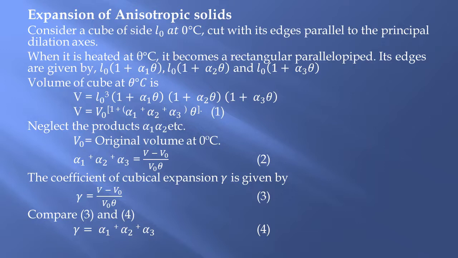Therefore, the coefficient of cubical expansion gamma is given by gamma is equal to V minus V0 divided by V0 into theta. So we can also write gamma is equal to alpha 1 plus alpha 2 plus alpha 3.